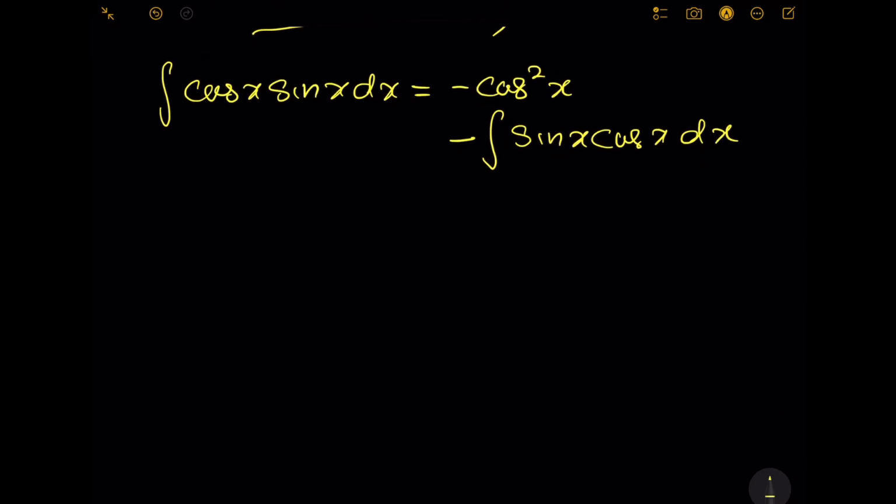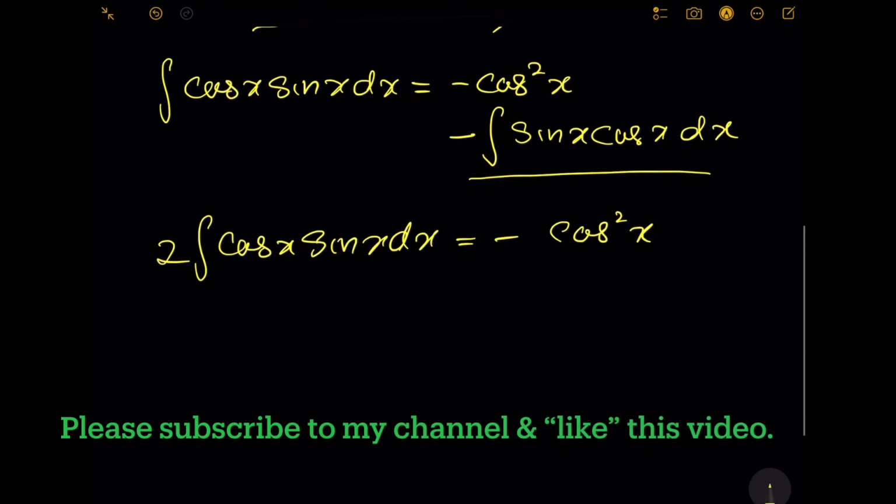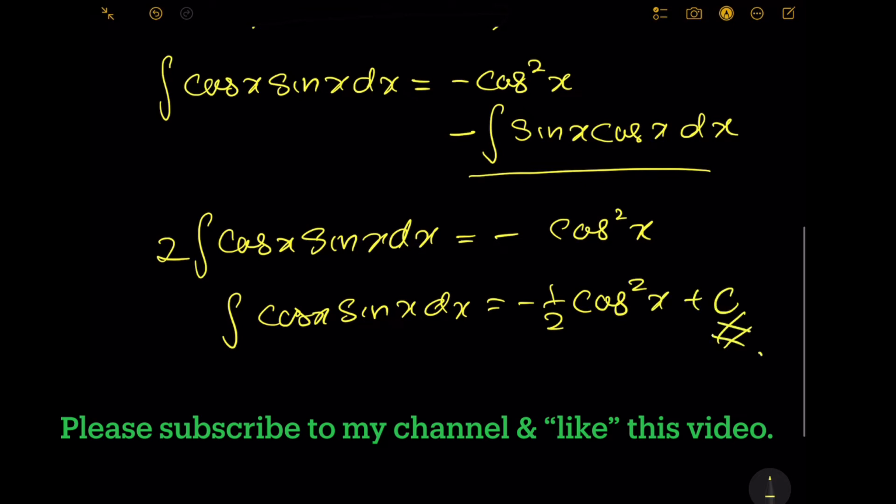Let's move this part to the left hand side so that we have 2 multiplied by the integral of cos X sin X dx equals negative cos power 2x. The final answer for this example is: the integral of cos X sin X dx is negative 1 over 2 cos power 2x plus a constant c.